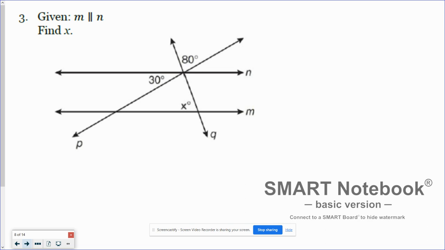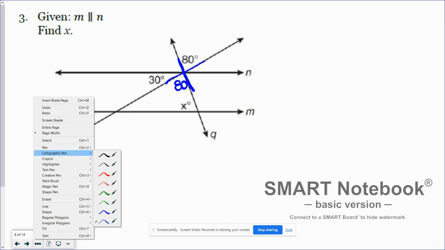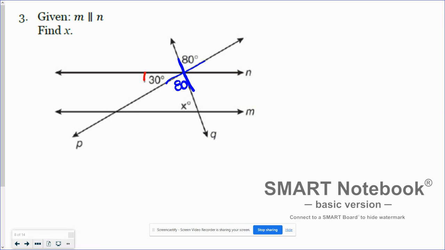We're given that m is parallel to n. We want to find x. Well, right here, I've got a pair of vertical angles, correct? So that means this angle right here would be 80 degrees because vertical angles are congruent. So what about that 30-degree angle? It is an interior angle. This angle right here is also an interior angle. These angles are on alternate sides of the transversal. So they're alternate interior, which are congruent.